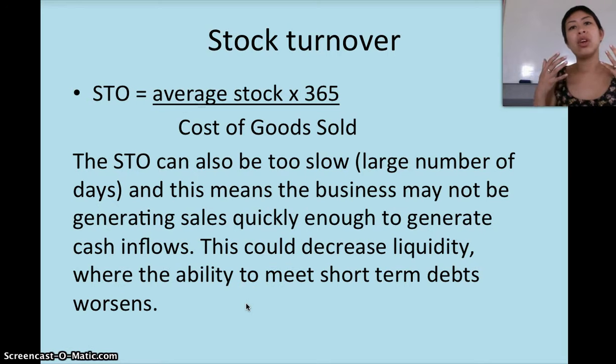But of course, we need to focus on what the business sells, and you need to compare yourself with similar businesses. It's obviously quicker to sell food like fruits because it does go off over time, compared to selling larger items like a car, which would take longer.